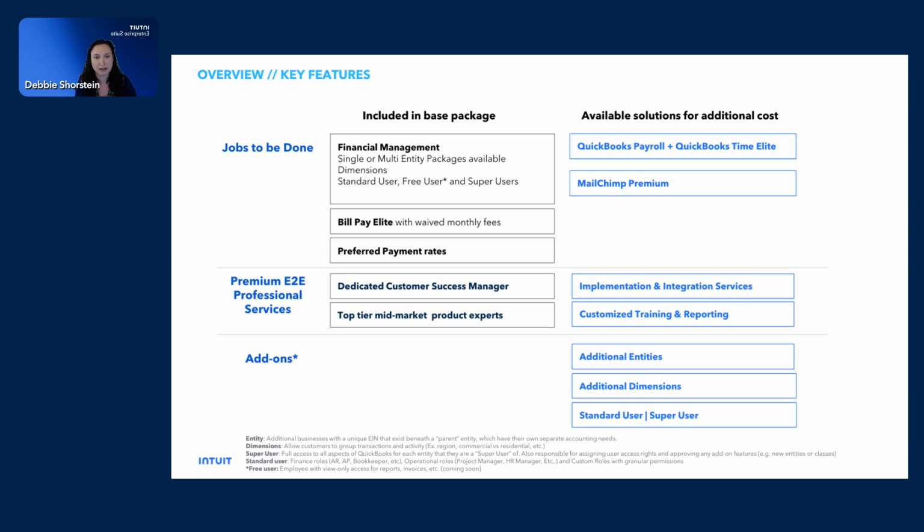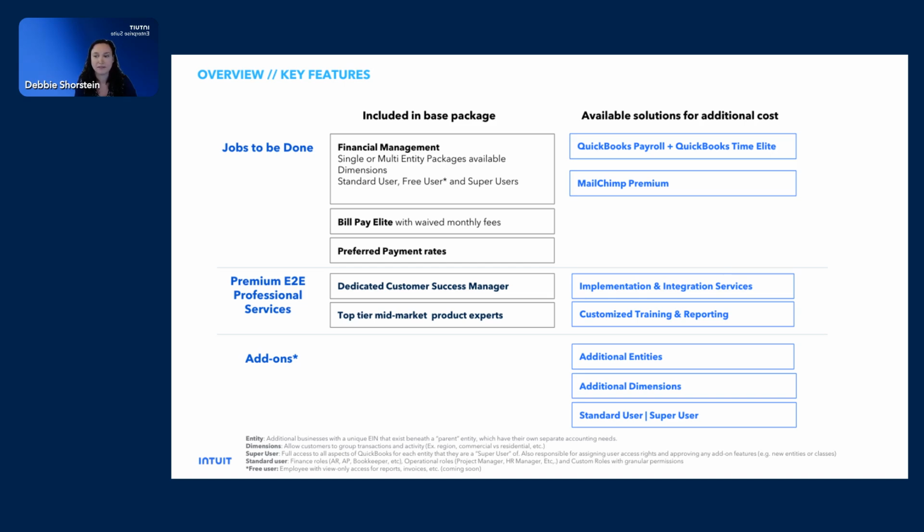From a jobs to be done perspective, for financial management, you're going to start out with a single or a multi-entity package. And beyond the multi-entity package, you'll be able to add on the right level of entities that your clients need, up to 100. From a multi-dimensions perspective, it's going to include 4 dimensions, and you'll be able to layer on top of that additional dimensions up to 20.